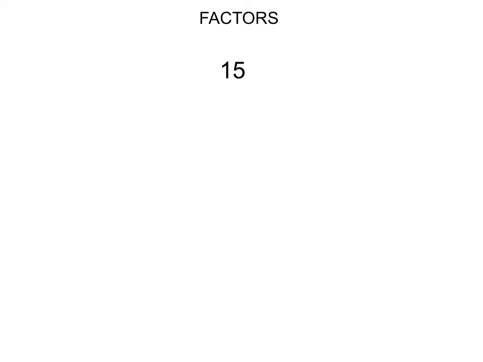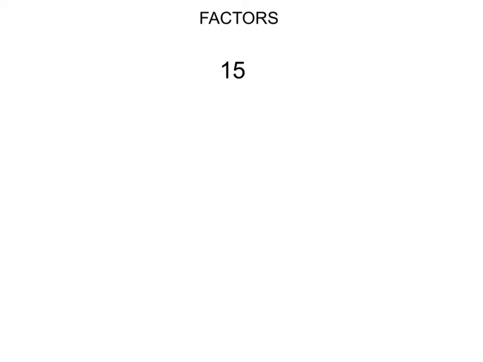In this video, we're going to review factors and multiples. Let's start by looking at factors. A factor is a number that can multiply to make our target number. So in this case, our target number is 15. The factors of 15 are all the numbers that will multiply to give 15.